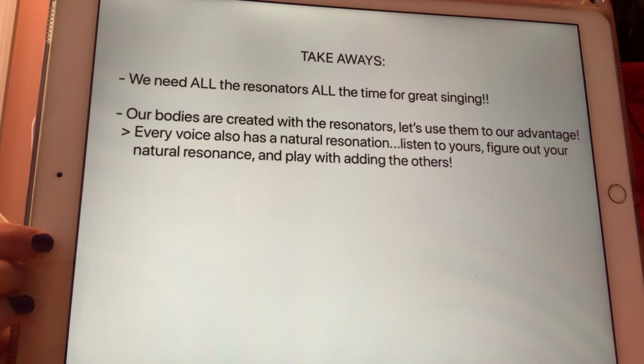So what are our takeaways? Well, we need all of our resonators all the time for great singing. Our bodies are created with the resonators naturally, so we should use them to our advantage. And also remember that every person's body is created differently. Every person's body has a natural inclination to a certain resonator. Know what that is for you, and know what other resonators you're trying to incorporate into your sound, so that when we get together on the risers and we're singing together, we're creating that full, complete sound all together as a chorus.